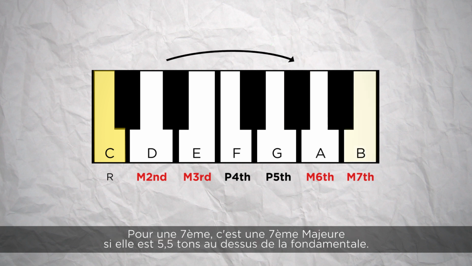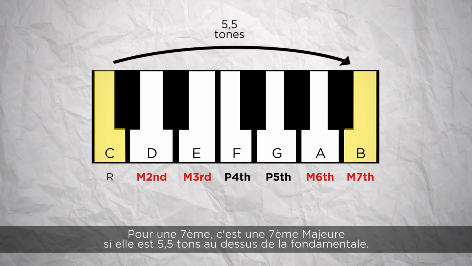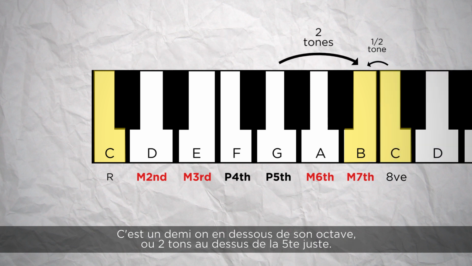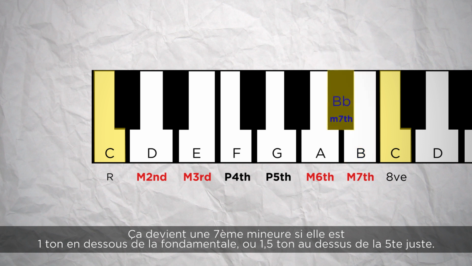For the 7th, it is a major 7th if the note is 5 tones and a half above the root note. That's a semitone below its octave. Or if it is 2 tones above the perfect 5th.